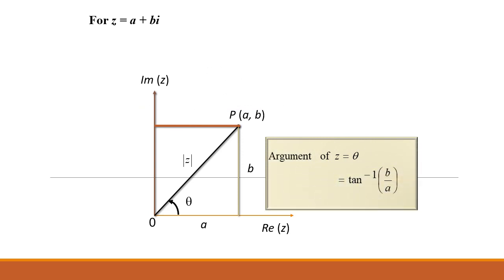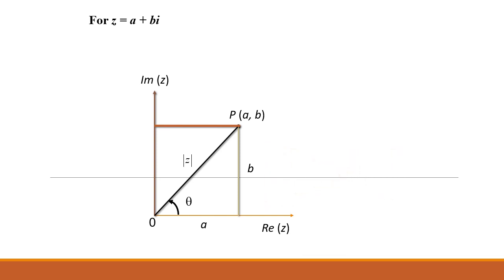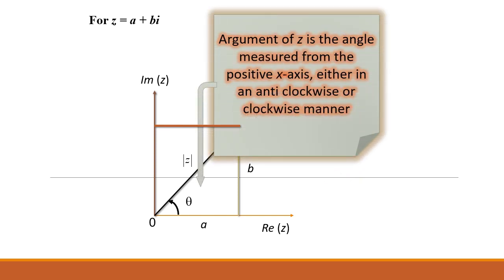How about the argument, theta? Basically the formula is arctangent of b over a. We have this angle, and the angle can be found by using the formula of tangent, which is opposite over adjacent. But the argument of z is the angle measured from the positive x-axis, so it can be either in an anti-clockwise or clockwise manner. Do you understand? So let's see the next step.